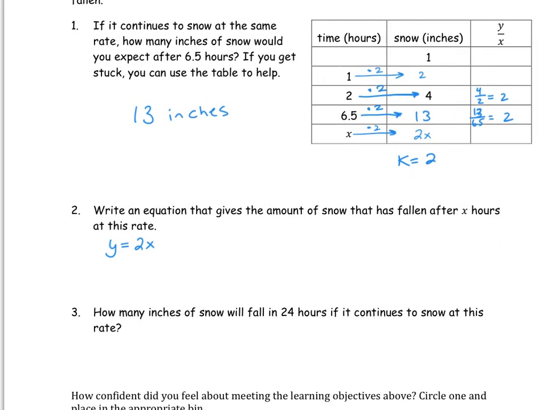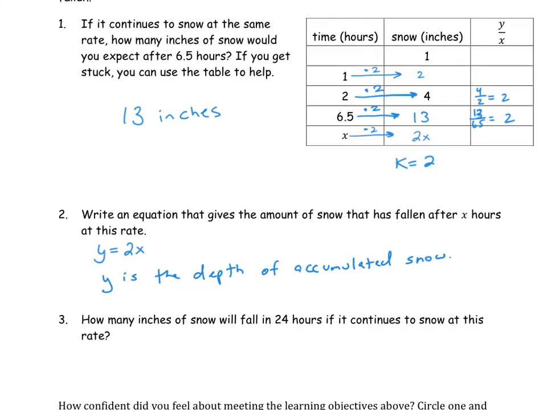And we know that x is the number of hours that have passed, because it says that in the equation. But also we know that y is the depth of accumulated snow. So accumulated just means all of this all together, how much has it snowed.